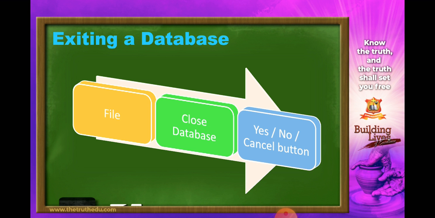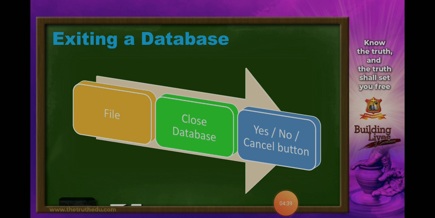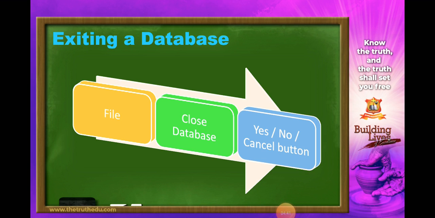So now next comes exiting a database. Now how am I going to exit a complete database? Now students, earlier we were closing just the file, but here we are closing the complete Microsoft Access application. Now what are the steps? Steps are very simple. Click on File, Close Database, then you get three options: Yes, No and Cancel. Click on any one of them and the application will get closed.